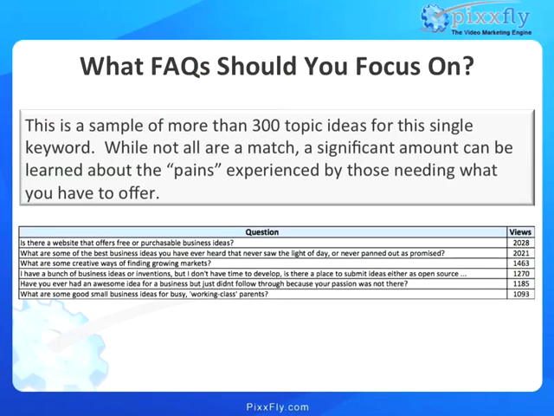When we look at FAQs, here's just a sample of more than 300 topic ideas for a single keyword. While they're not all going to be a perfect match, a significant amount can be learned about the pains experienced by those needing what you have to offer, and then you can focus on the number of views to get an idea about how important that is to them.